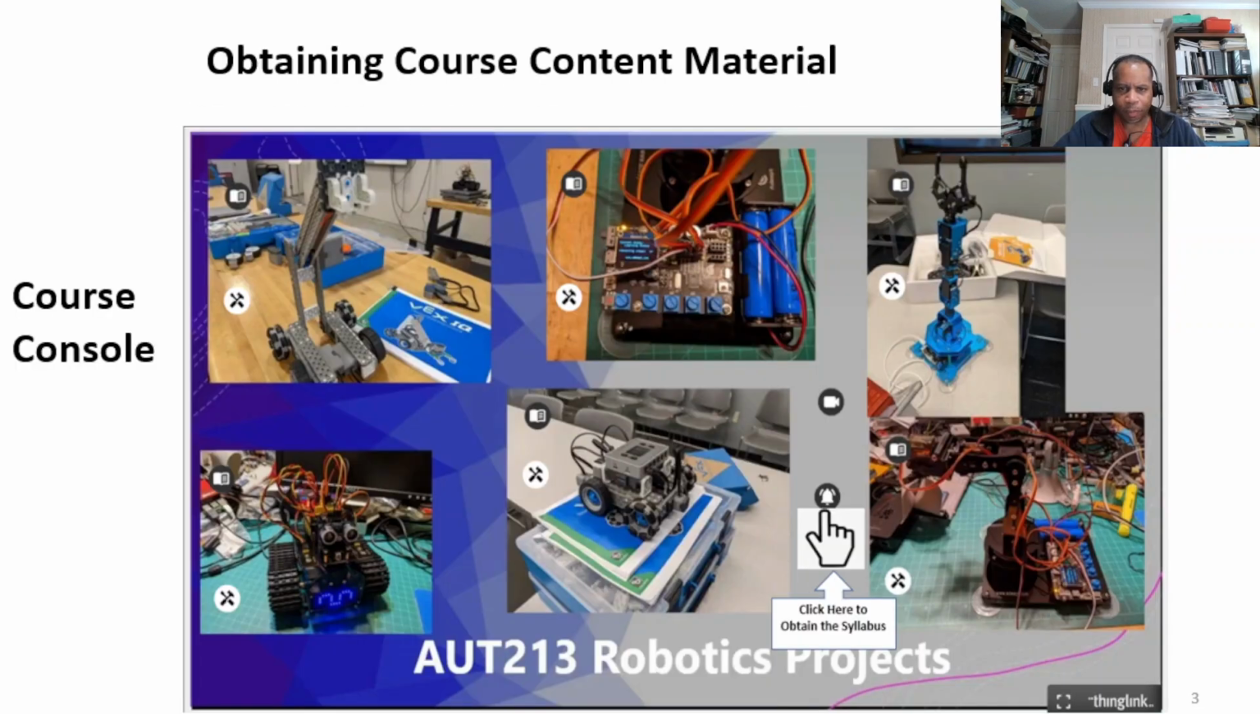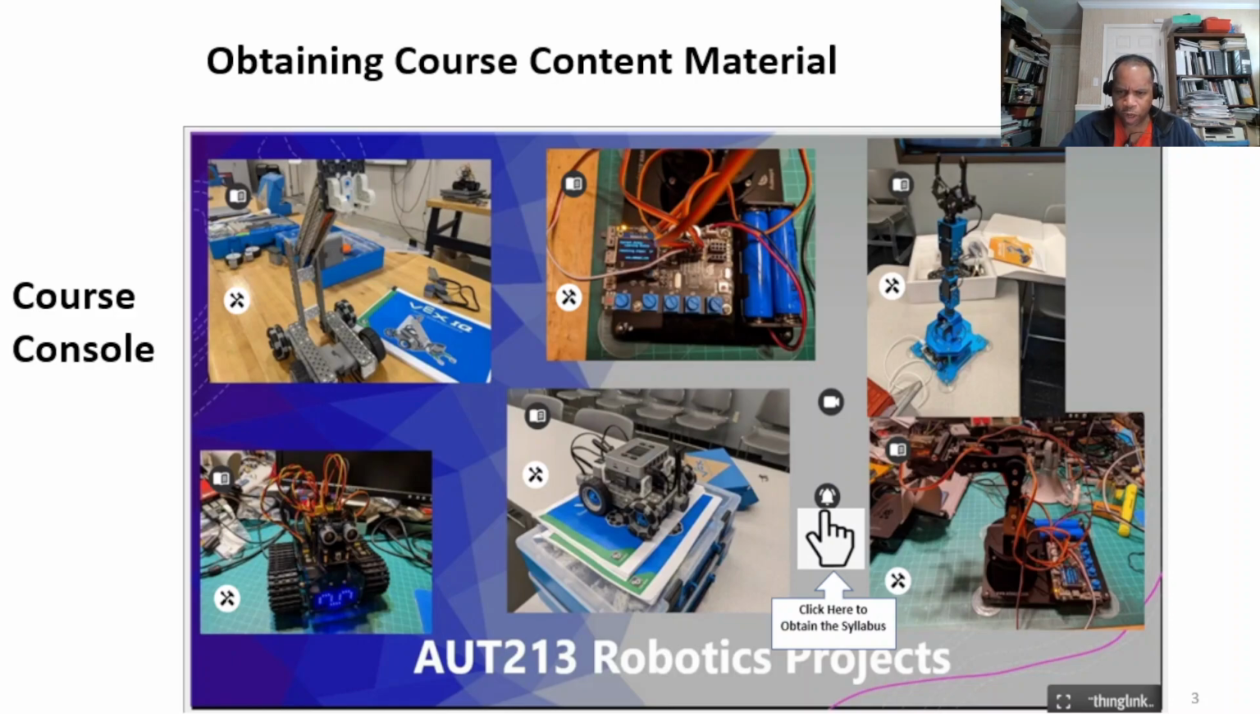And here's the actual console. As you can see, there are little icons on here, and those icons have specific meanings. I'm going to show some examples in the slides of how, when a learner gets into this course content, meaning the redesign of the AUT 213 robotics project, they get to play around. It's kind of like little Easter eggs.